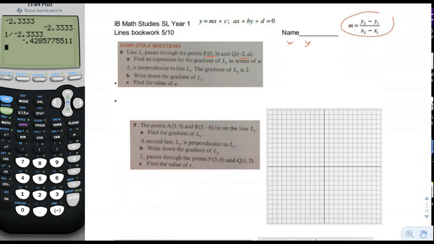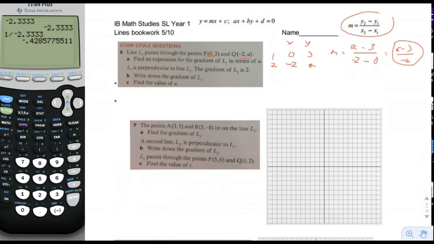We'll write our little table: (0, 3) and (-2, a). This is point 1, this is point 2. So we're going to say y2 minus y1, a minus 3, divided by x2 minus x1, negative 2 minus 0. Okay? And so that gives us (a minus 3) divided by negative 2. And so that's the expression that they want, the gradient in terms of a.